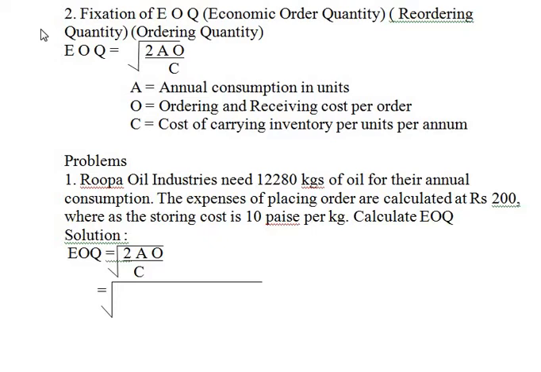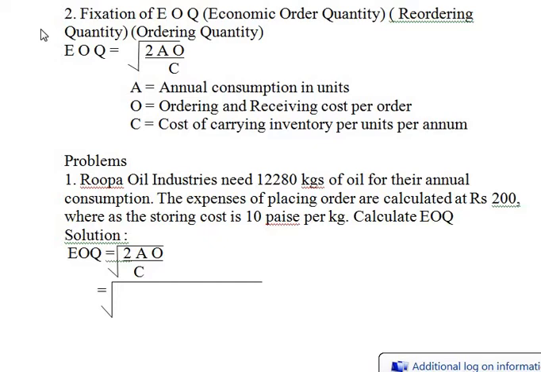In today's class, we will be seeing fixation of EOQ. EOQ means economic order quantity. It is also called reordering quantity or ordering quantity. Now what exactly is EOQ? EOQ means the quantity of material to be ordered at a time. The quantity of material to be ordered at a time is called EOQ.